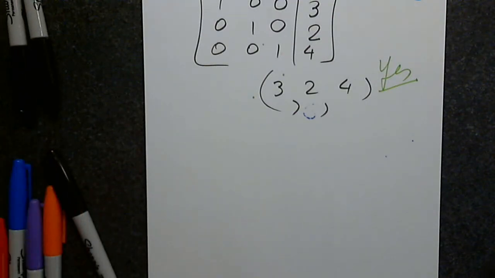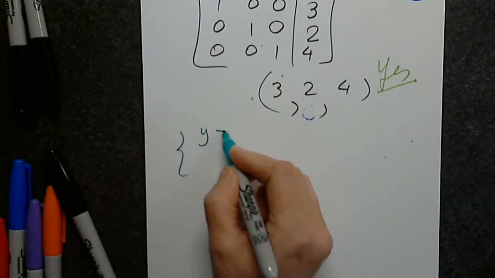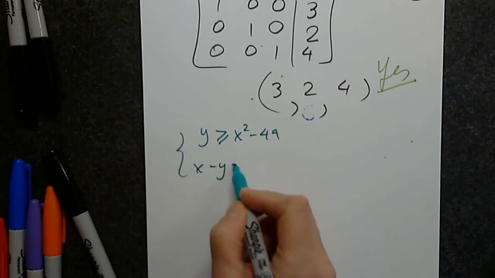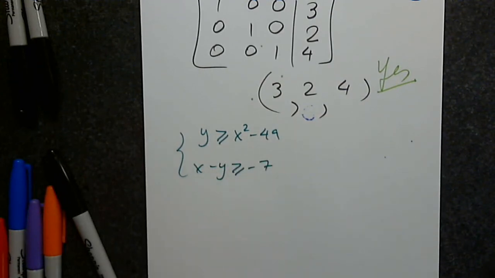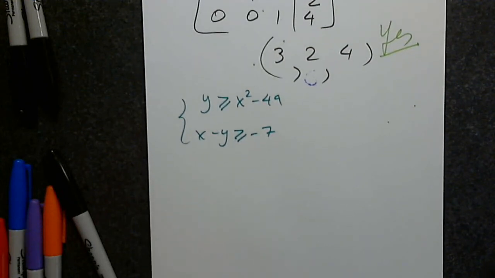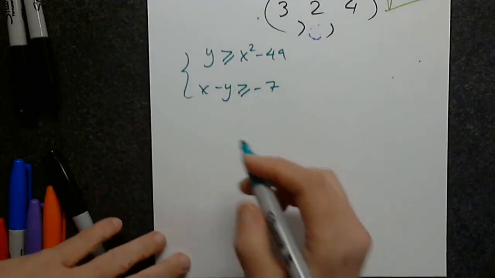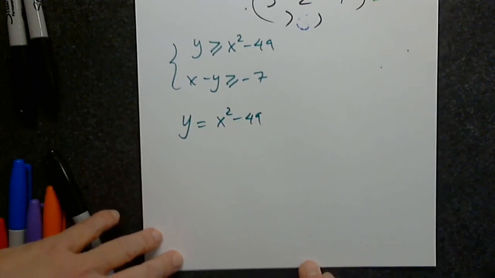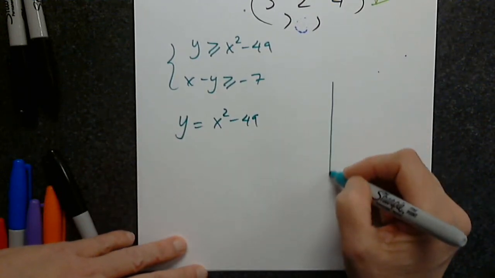Okay, so we have y greater than or equal to x squared minus 49 and x minus y greater than or equal to negative 7. So this is a system of nonlinear inequalities. One of them is linear, but the other one is not. And we cannot present the solution unless we graph it. So we start by creating the equations, step by step, not both at once. Then we ask ourselves, how do we graph this?